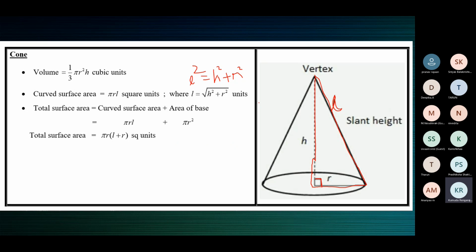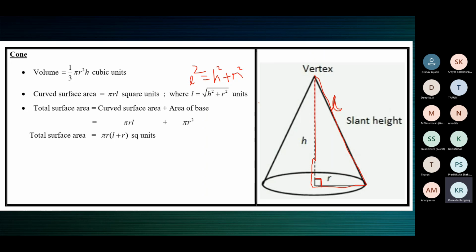Pi is 22/7. Pi is a constant, 22/7. R, the radius, will be given to you. L, if it is not given, you should find using this expression, root of h square plus r square, because L, h, and r represent the sides of a right triangle. They go to form the sides of a right triangle. So L square is equal to h square plus r square. L is equal to root of h square plus r square.